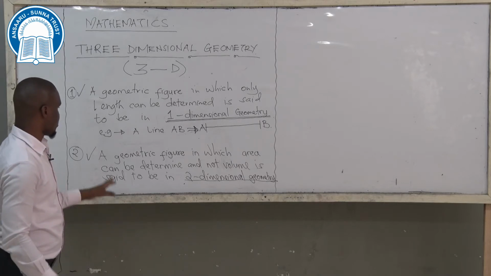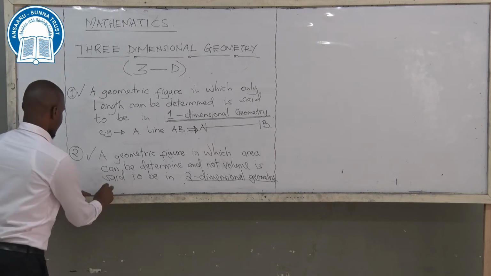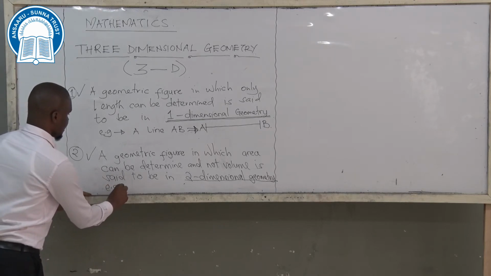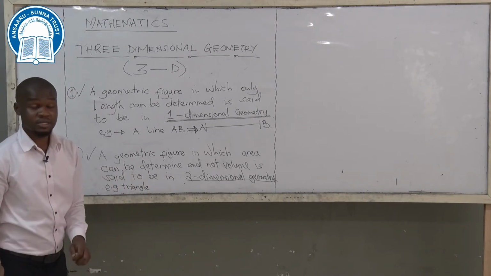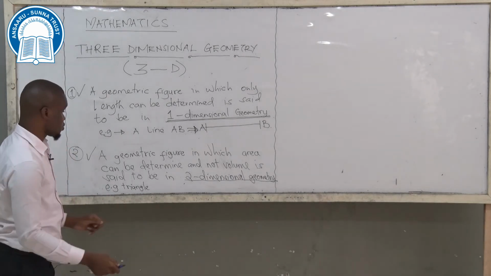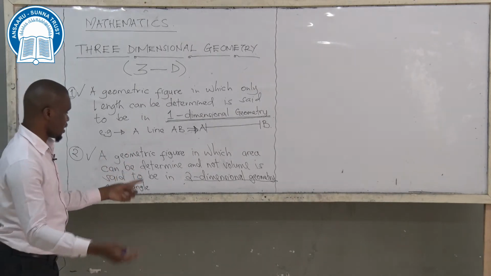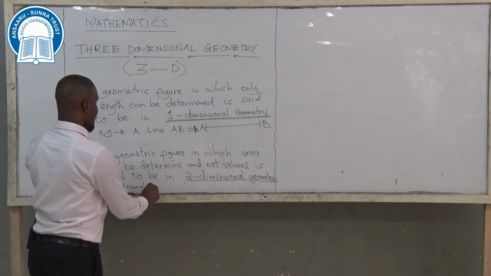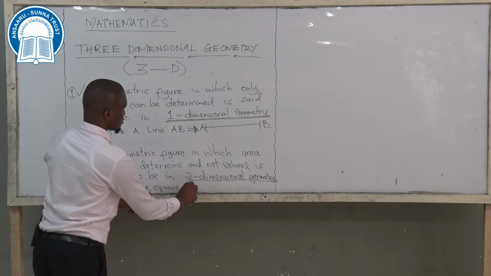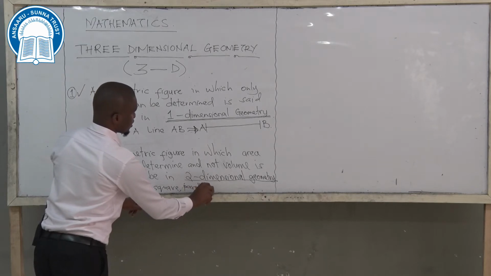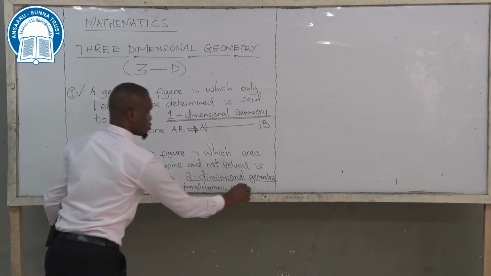And I'm very sure you know geometric figures where area can be determined. A good example you can have is a triangle. The area of a triangle can be determined: half base times height. We have Heron's formula: the square root of s times (s minus a)(s minus b)(s minus c). Triangle, square, a parallelogram, and we also have a circle. A circle falls under the category of two-dimensional geometry.